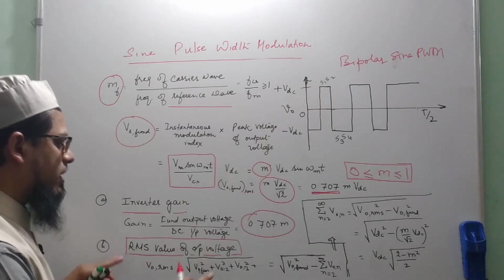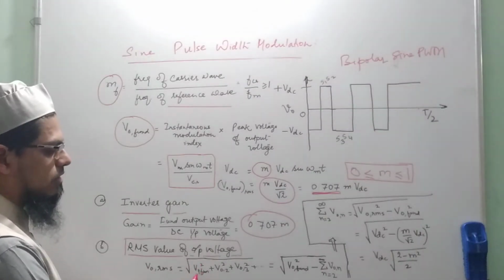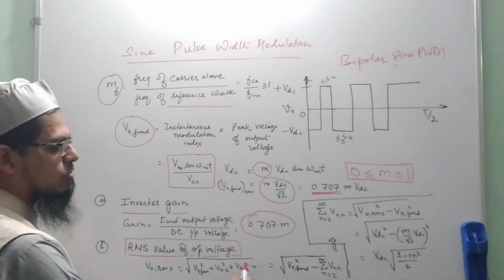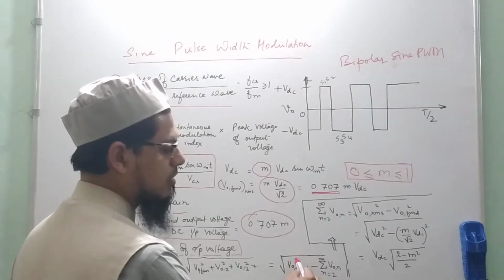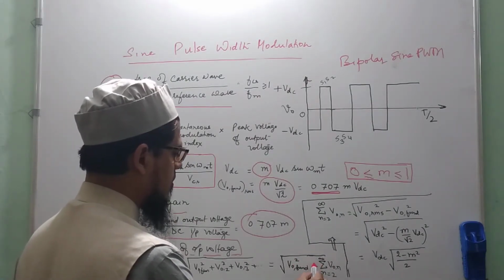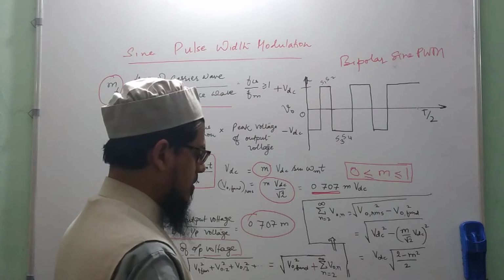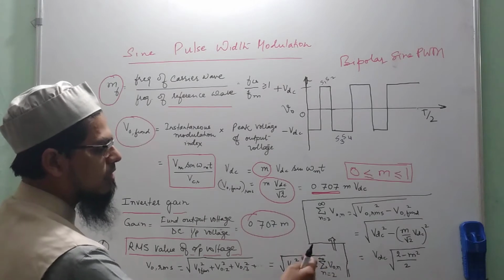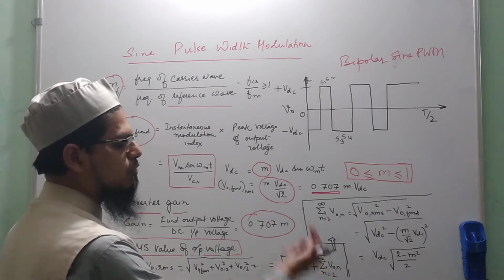By general definition, the RMS value of the output voltage V naught RMS is given by V naught fundamental square, V naught second harmonic square, third harmonic square, and so on. So it is equal to fundamental RMS square plus, oh sorry, this is plus, not minus. I am just writing it in short form using the symbol summation, so summation of VON square, where n varies from 2 to infinity.